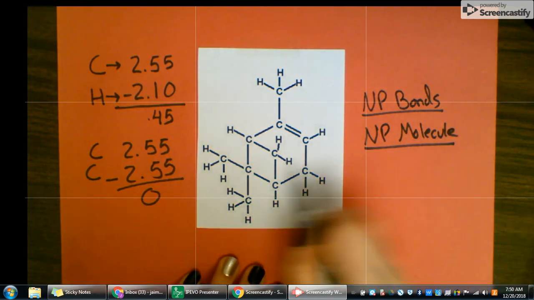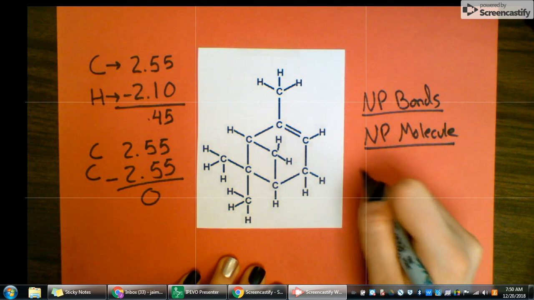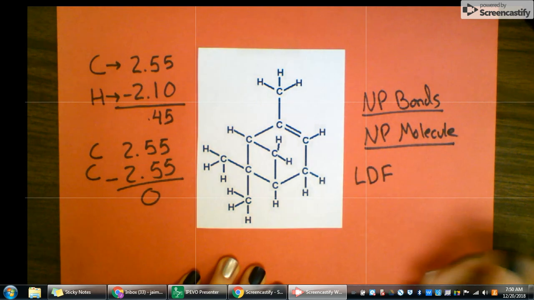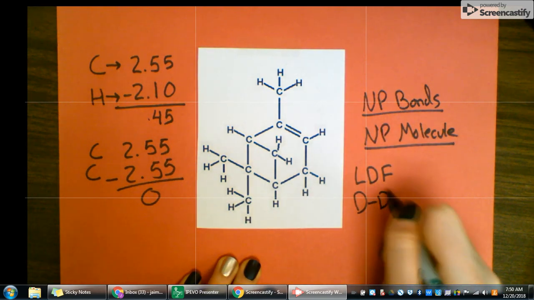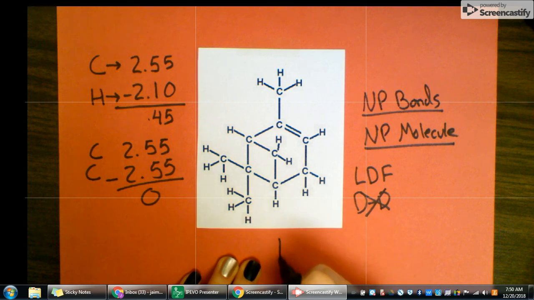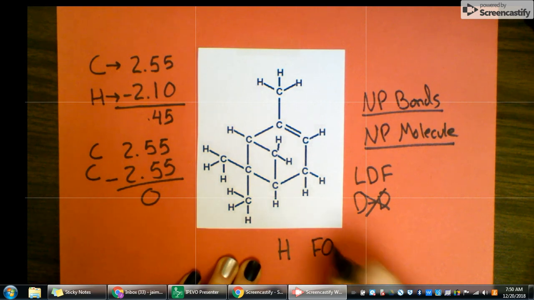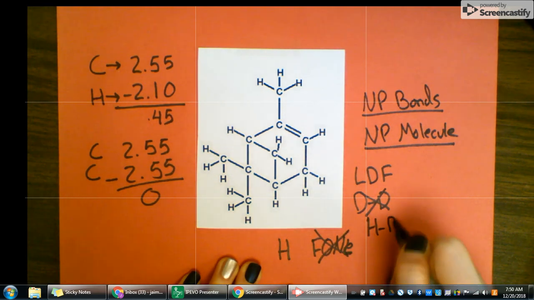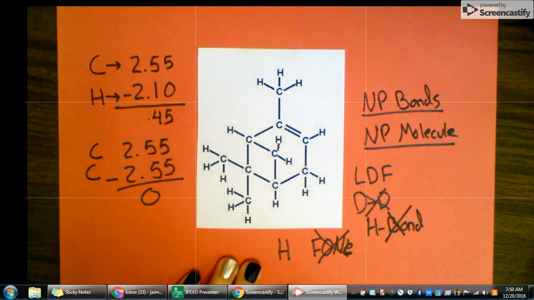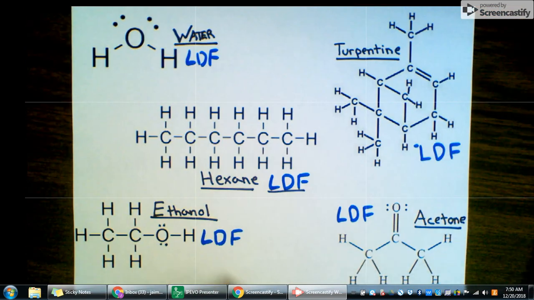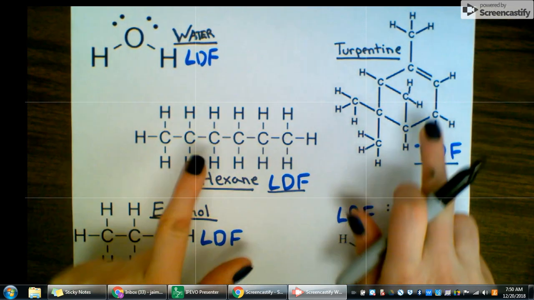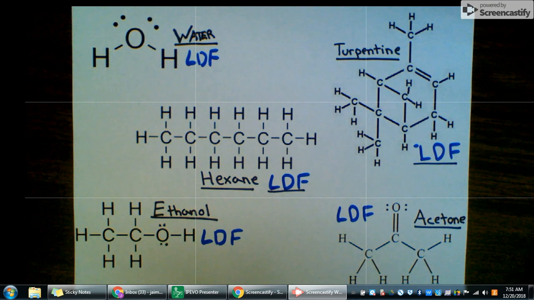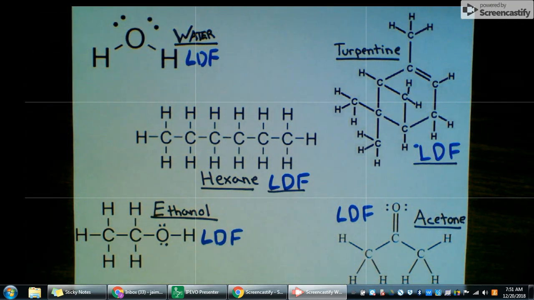Now, we know that we're going to have at least LDF, but we don't have any polarity, so it can't be dipole-dipole. And because we don't have H bonded to F, O, or N, we can't have H bonding. So the only type of intermolecular force that turpentine experiences is going to be LDF. Notice that they're only made up of carbon and hydrogens, so a good tip is that if they're made up of carbon and hydrogen, they only experience LDF.